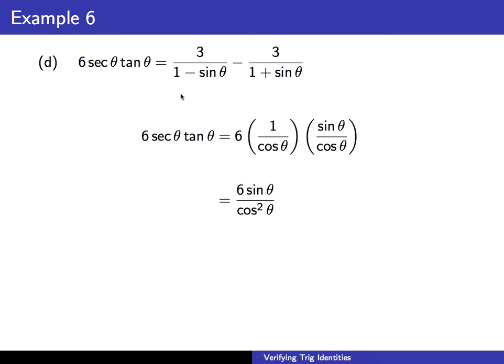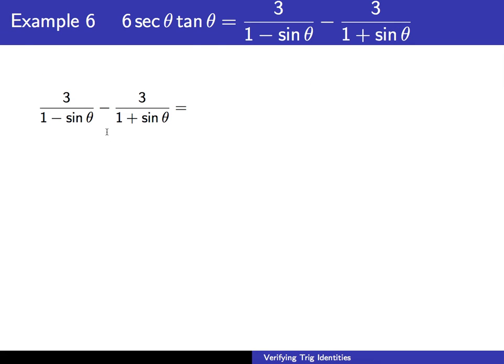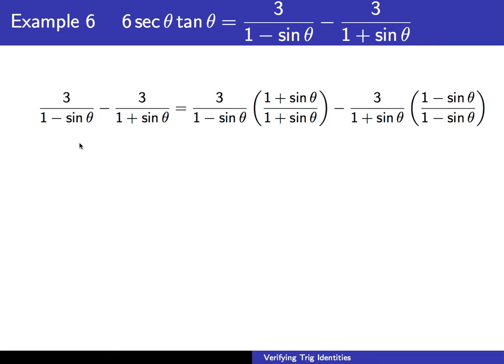Okay, now let's focus on the right-hand side. So we have 3 over 1 minus sine theta minus 3 over 1 plus sine theta. So we're subtracting rational expressions. We need a common denominator. So to get a common denominator, look at the first expression here, 3 over 1 minus sine theta. Multiply the numerator and denominator by the other denominator, 1 plus sine theta. And likewise, with minus 3 over 1 plus sine theta, we're going to multiply both numerator and denominator by this other denominator, 1 minus sine of theta.